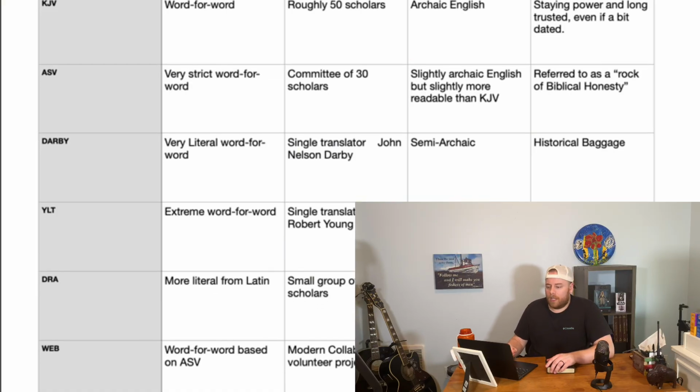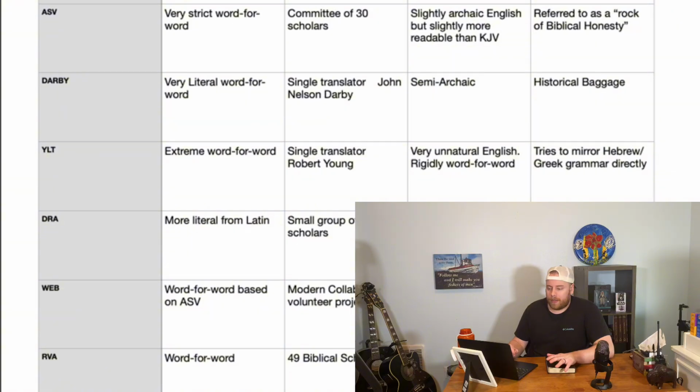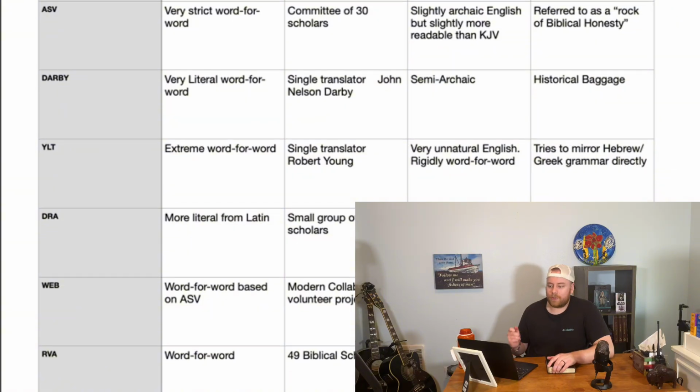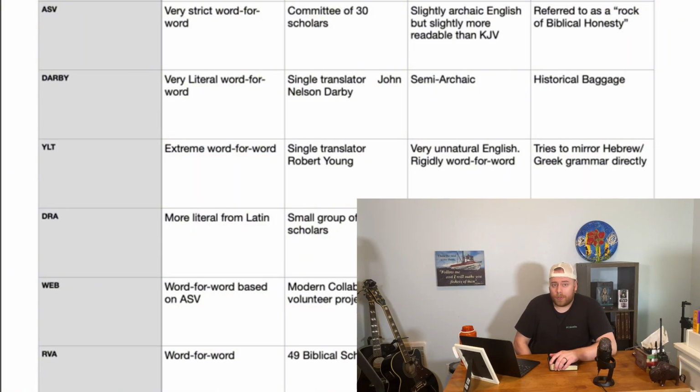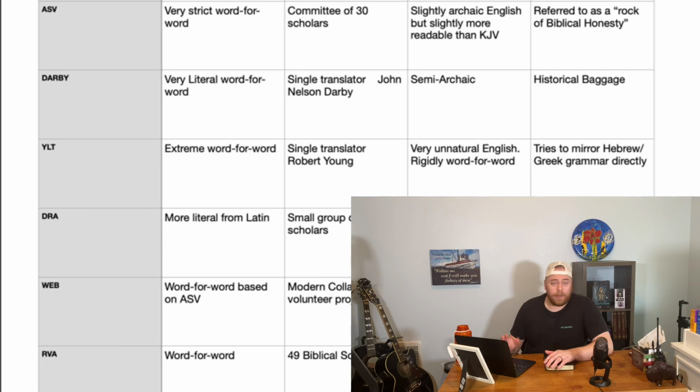Next, let's move on to the Young's literal translation. This is an extreme word for word. My pastor actually told me this is so word for word that it kind of reads really awkwardly at times. That's how word for word it is. This Bible was also only translated by a single translator, that is Robert Young. The language is English, but it is a very rigid word for word English.